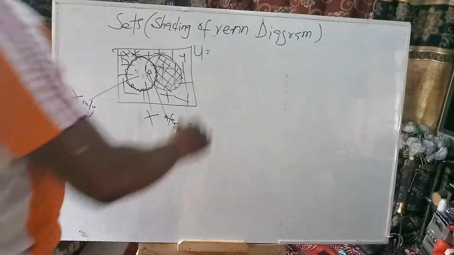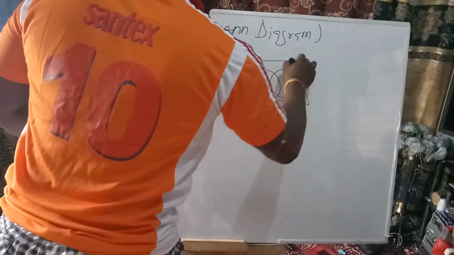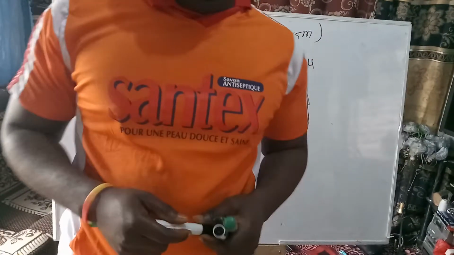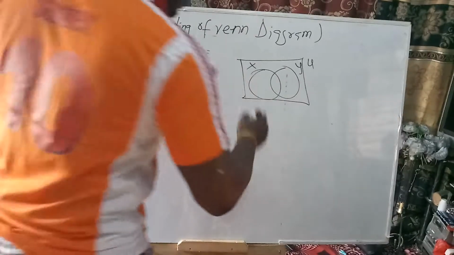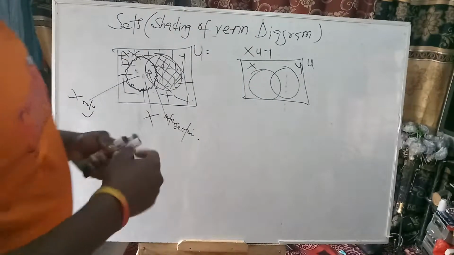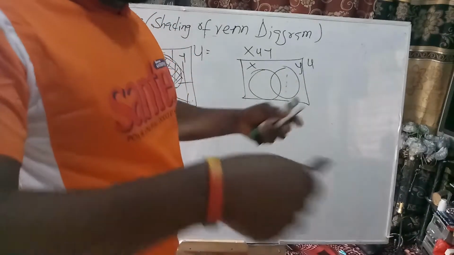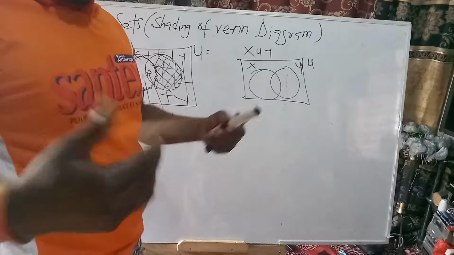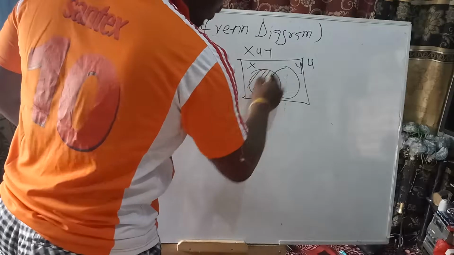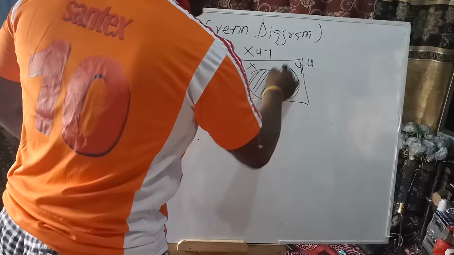Let's consider these diagrams. I have my x, I have my y, then I know my u is here. So we are going to do x union y. When we say x union y, it means that, as I earlier said, we are trying to join the two different sets together. Joining the two different sets gives you their union. So when we are to shade, we are shading the whole of the two different sets, because we are finding the union.